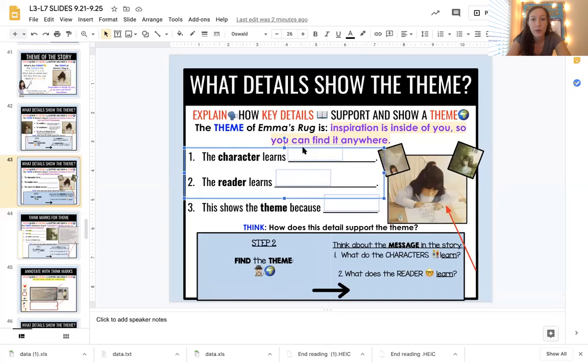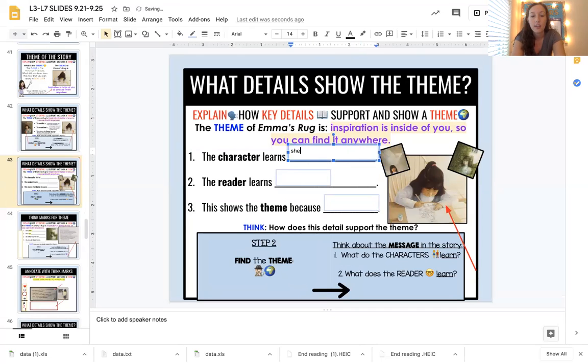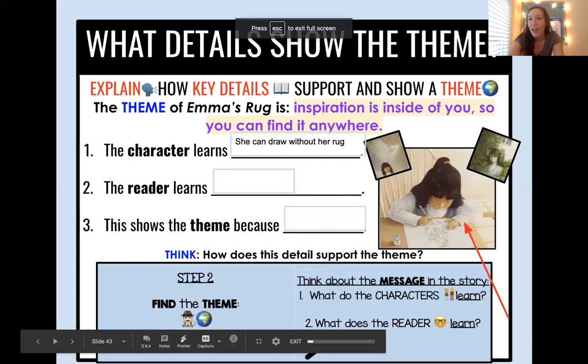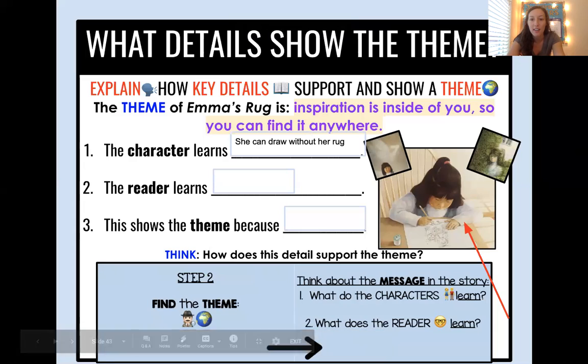So for that first sentence, I'm going to click this blue box and I'm going to say, what does the character learn? What does Emma learn? The character learns she can draw without her rug. But now we want to think about, what does the reader learn? Do I have a rug that I draw with? No. Do you guys have a rug that you draw with? I don't think so. So what do we learn from the story?